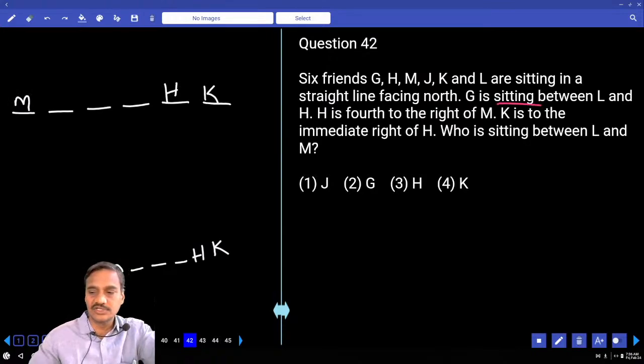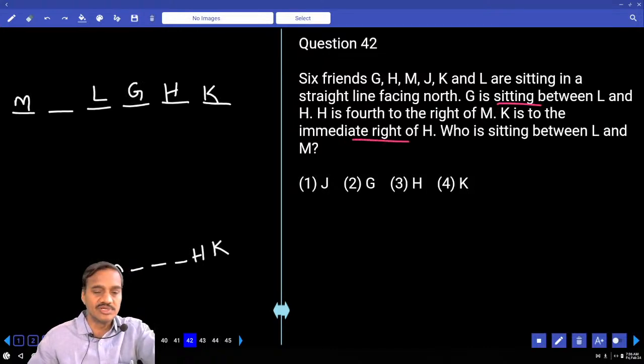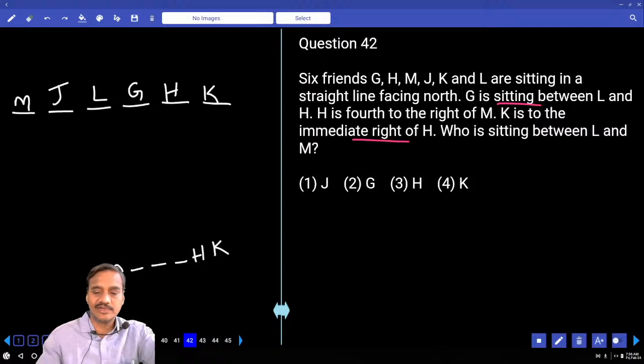Then G is sitting in between L and H. Now G is in between L and H. And next one, K is to the immediate right of H. Who is sitting in between L and M? Now the leftover person, G, H, J. J is the person left. Now J is in between M and L. J, that is choice 1, question number 42.